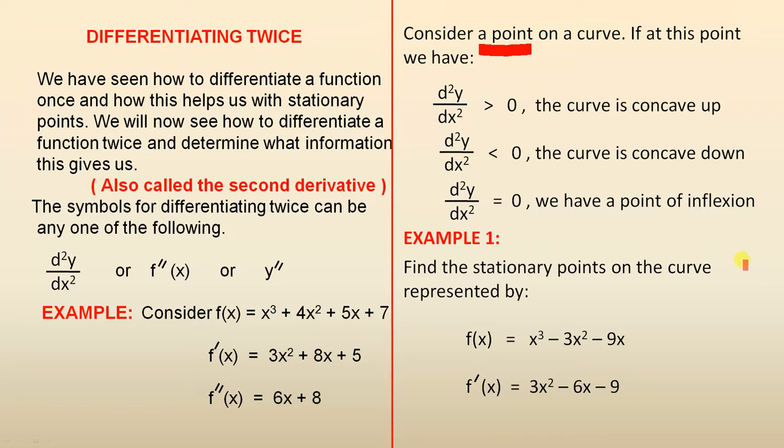First example, find the stationary points on the curve represented by the function f(x) equals x cubed minus 3x squared minus 9x. So the first derivative, f dash x, is 3x squared minus 6x minus 9. We'll continue on the next slide.